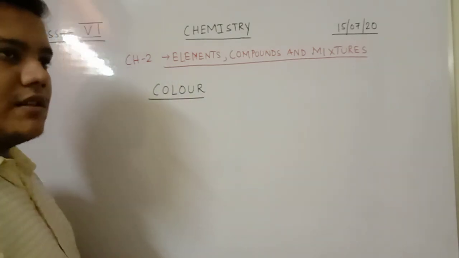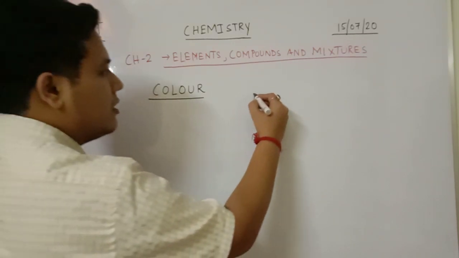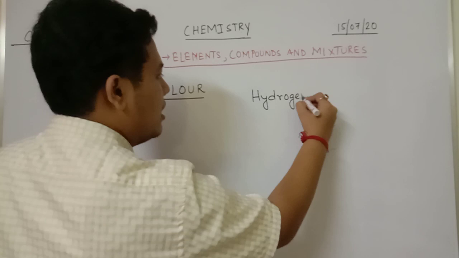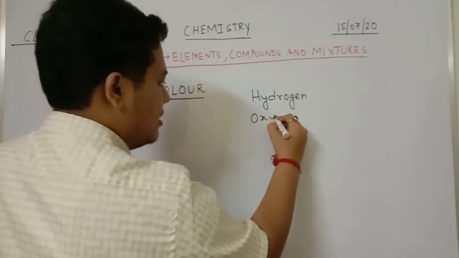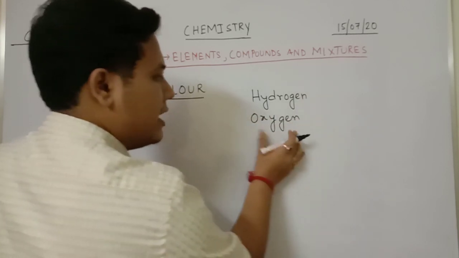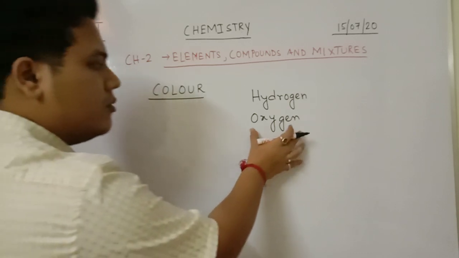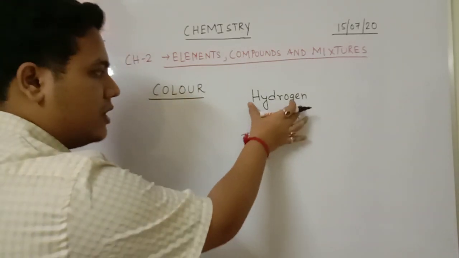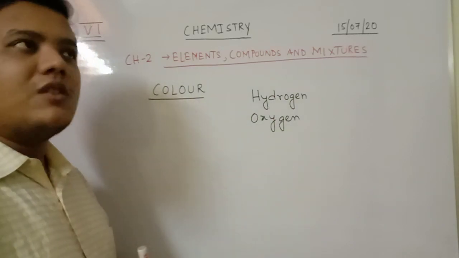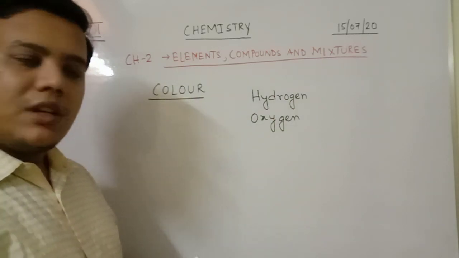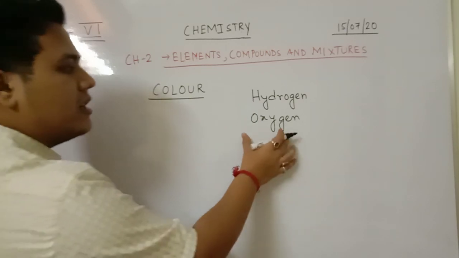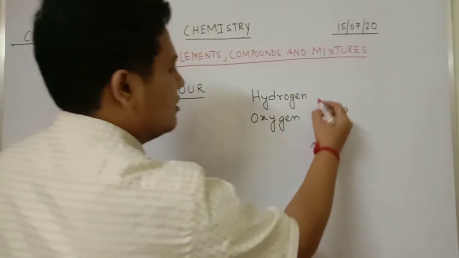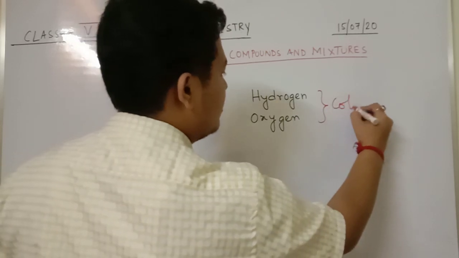Suppose if I give you one example, hydrogen. Hydrogen or oxygen, if you take, this is the gas which we inhale. Can you tell me the color of this? Is it possible to say what is the color of these two gases? Because these are colorless, we cannot see them. That is why these gases are colorless gases. They do not possess any color.